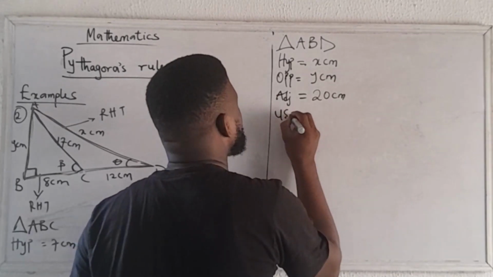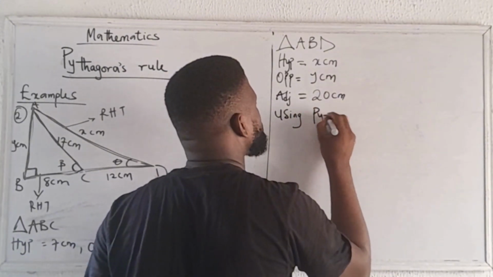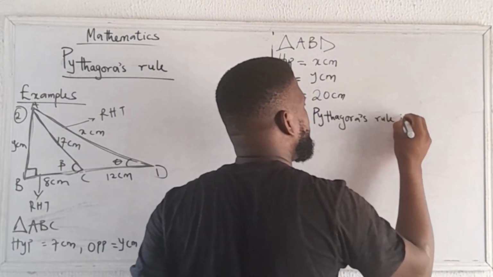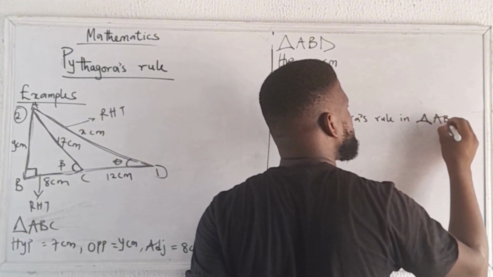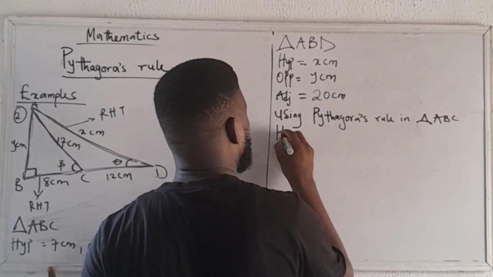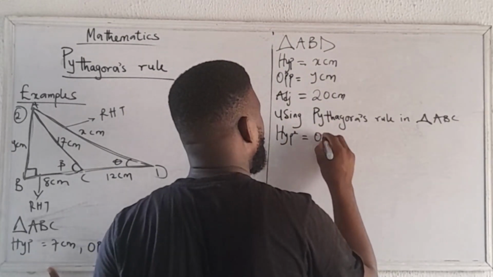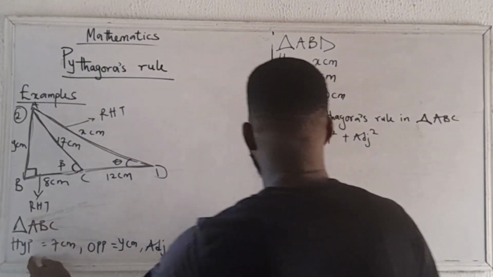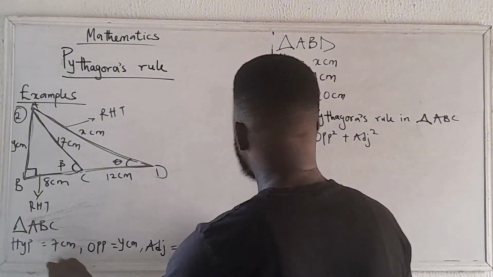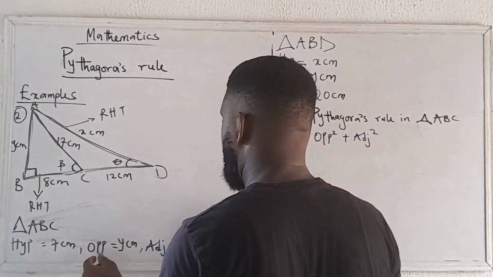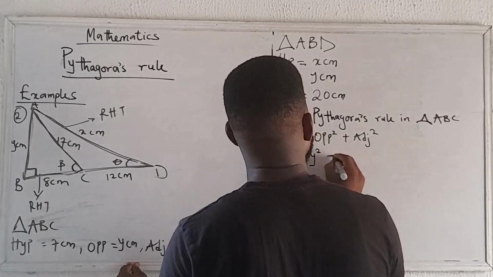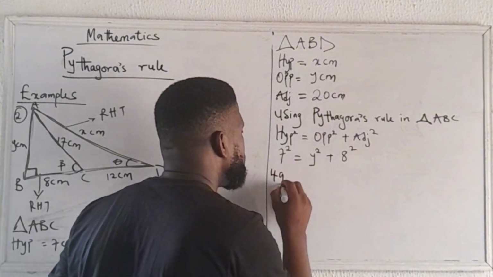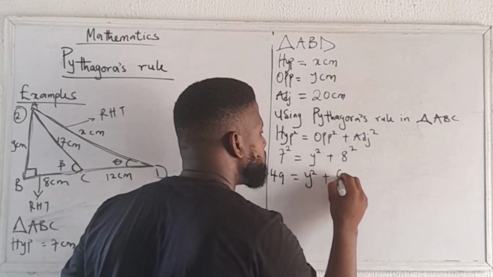So we say, using Pythagoras rule, in triangle ABC, right? We state that hypotenuse square is equal to opposite square plus adjacent square. Now, in triangle ABC, we know that hypotenuse is 7, so the square of 7 is 7 square, which is equal to opposite is Y. Square of Y is Y square plus adjacent is 8. Square of 8 is 8 square. So we have that 49 is equal to Y square plus 64.